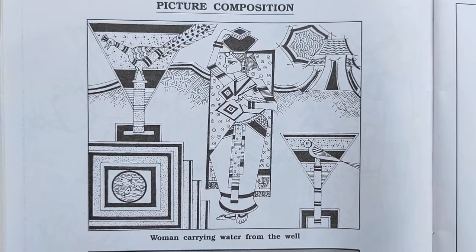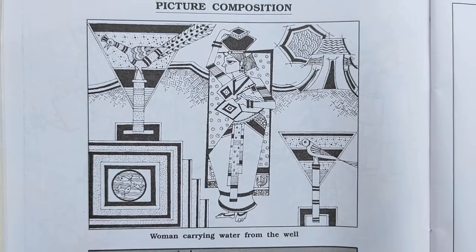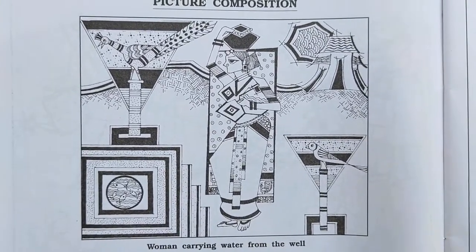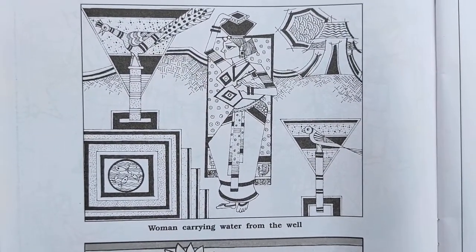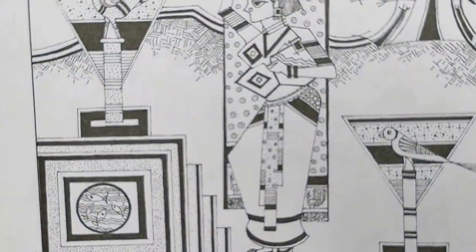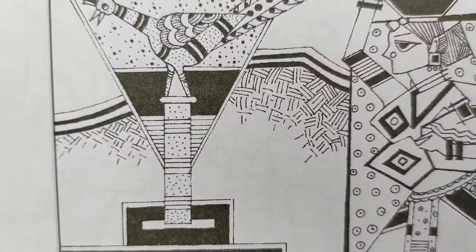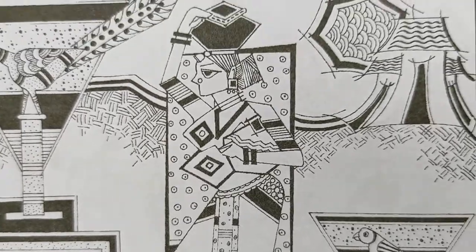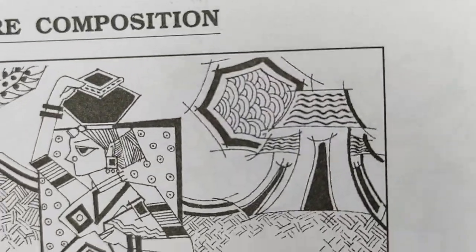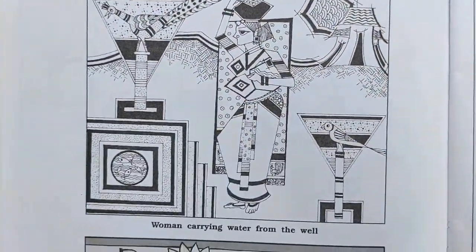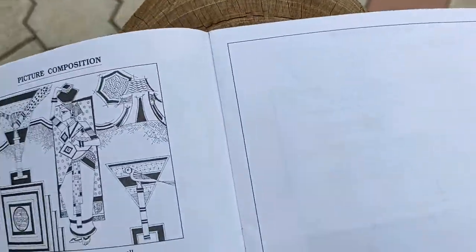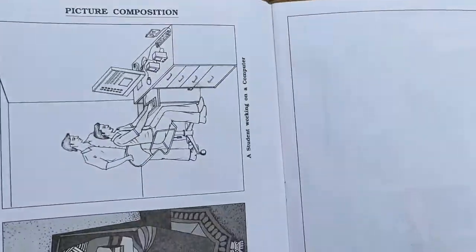Now this is not a realistic picture. You can see a woman carrying water from the well. This is not a realistic picture. It is a decorative type of picture composition. And here you can see the usage of various textures. We had learned this type of textures, the sun texture, right? So the use of texture will be done in picture composition.